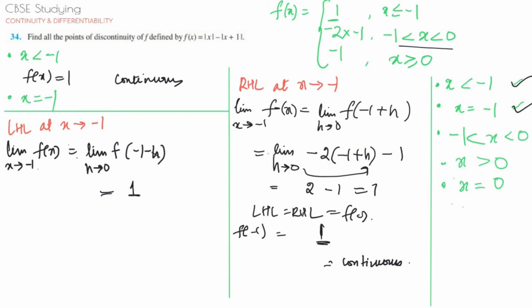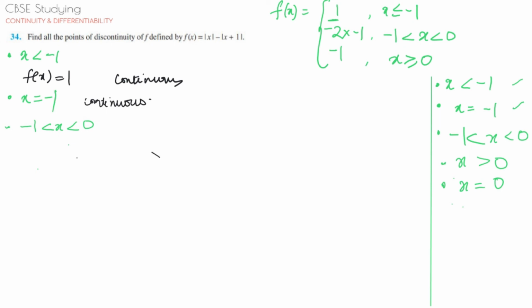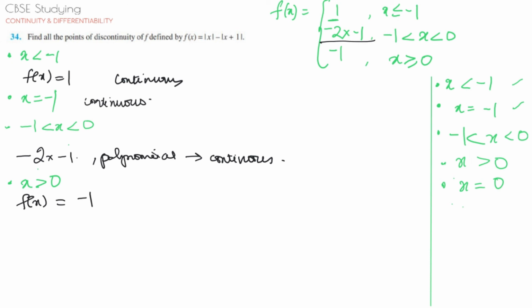Now let's check for values of x between minus 1 and 0. Okay, now the third situation, when the values of x are between minus 1 and 0, what is the value of the function? -2x - 1. It is a polynomial, right? And polynomials are always continuous. Fourth condition is when x is greater than 0. When x is greater than 0, what is the value of f(x) given to us? f(x) is given to us as minus 1. Correct? So f(x) equals to minus 1 means constant.